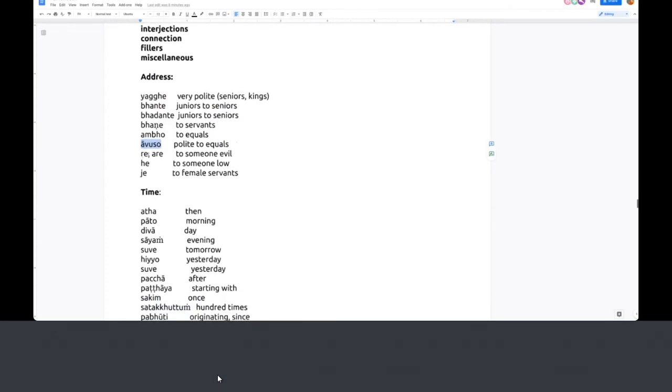Re and Are, these are for people you don't like. He is very impolite. And J, you really should never use these. Not that you're ever going to speak Pali anyway, but only a person who saw people as below them, I think, would use these. It's very impolite. It's rude. And so lords would use it for their slaves.